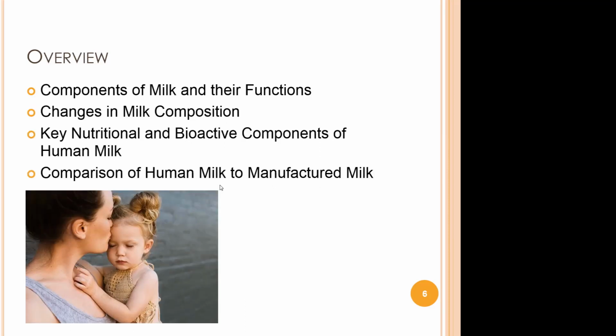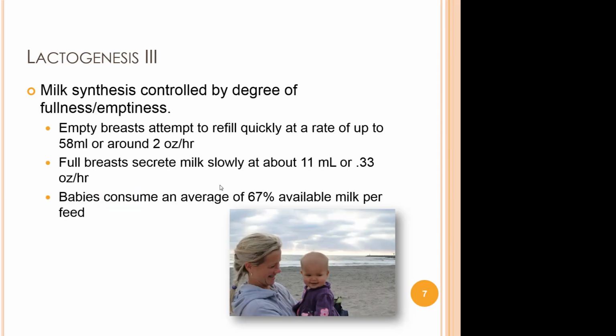In this module, we will be covering components of milk and their function, changes in milk composition, key nutritional and bioactive components of human milk, and comparison of human milk to manufactured milk. There are 3 stages of lactogenesis, which you will be covering or have already covered. What is important to know for this module is that milk synthesis is controlled by the degree of fullness and emptiness of the breast in lactogenesis 3.